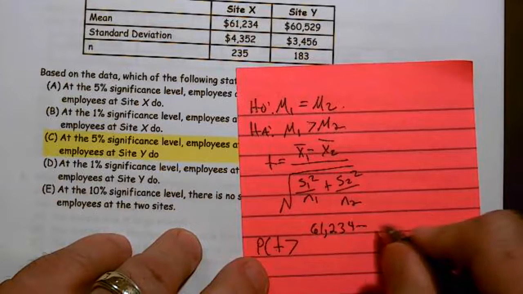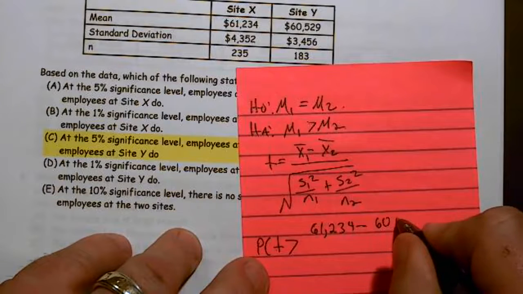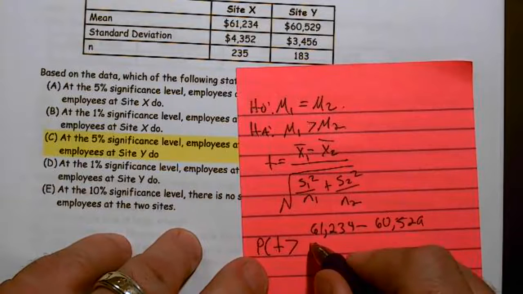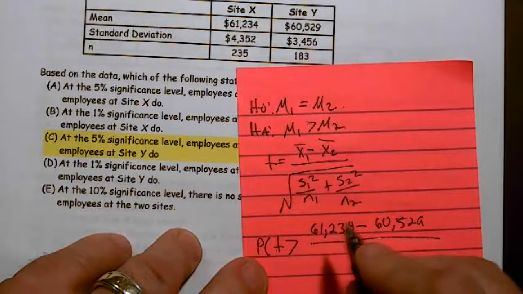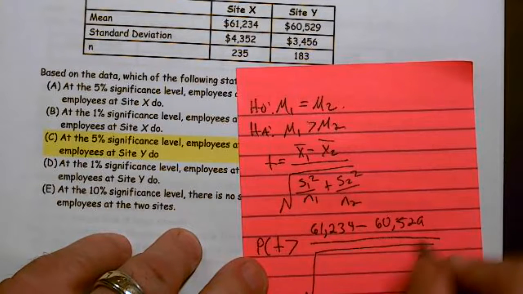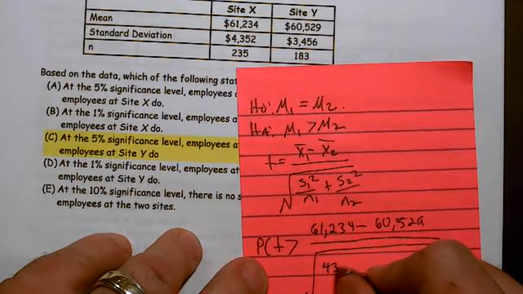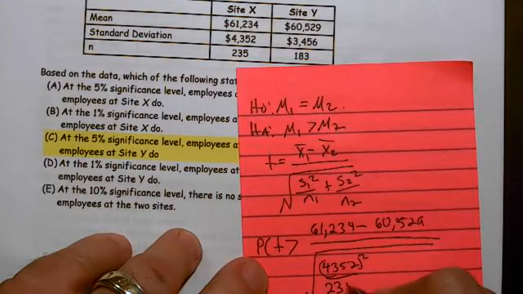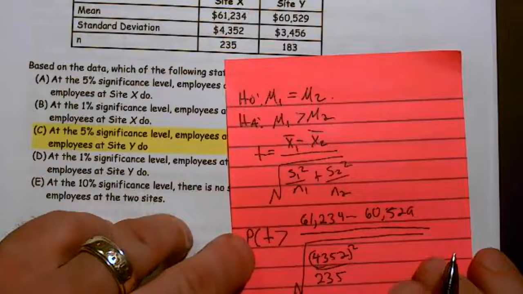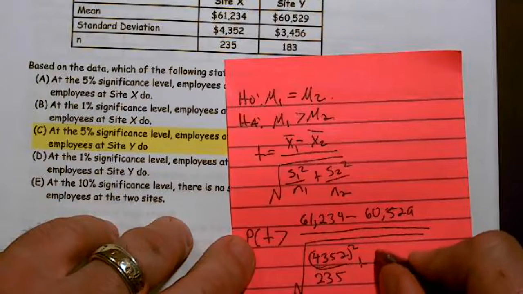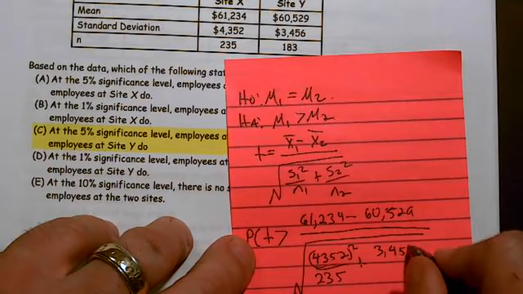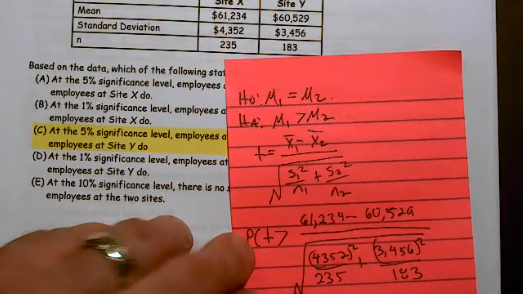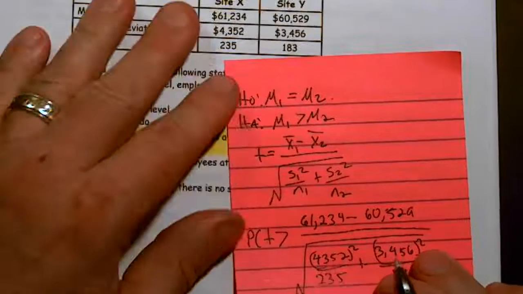61,234 minus 60,529 over the square root of 4,352 squared divided by a pretty large sample size of 235 plus 3,456 squared divided by 183. So that's pretty well our work shown.